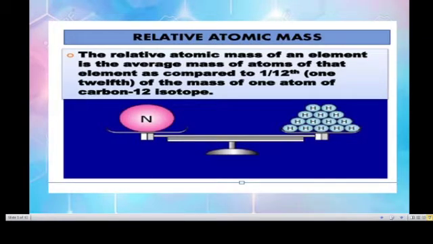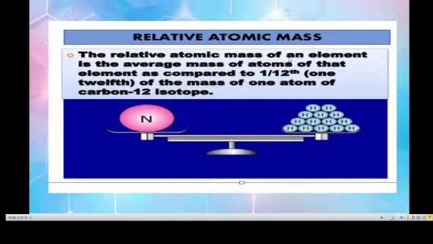What is a relative atomic mass? The relative atomic mass of an element is the average mass of atoms of that element as compared to 1/12 of the mass of one atom of carbon 12 isotope.